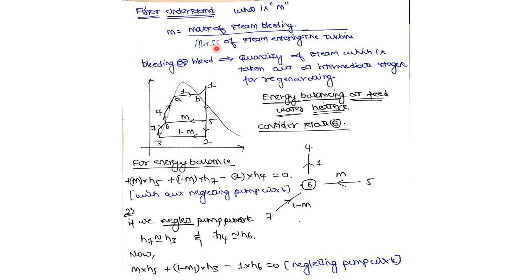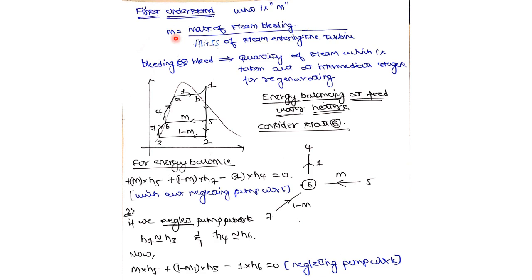Now, what is the mass of steam entering the turbine? Where does the turbine work start? It starts from state 1. So at state 1, how much quantity of steam is being entered? That is this particular thing. The ratio of the mass of steam bleeded to the mass of steam entering the turbine is usually defined as m. Just understand these concepts while you are entering the problem. It will be more and more clear.